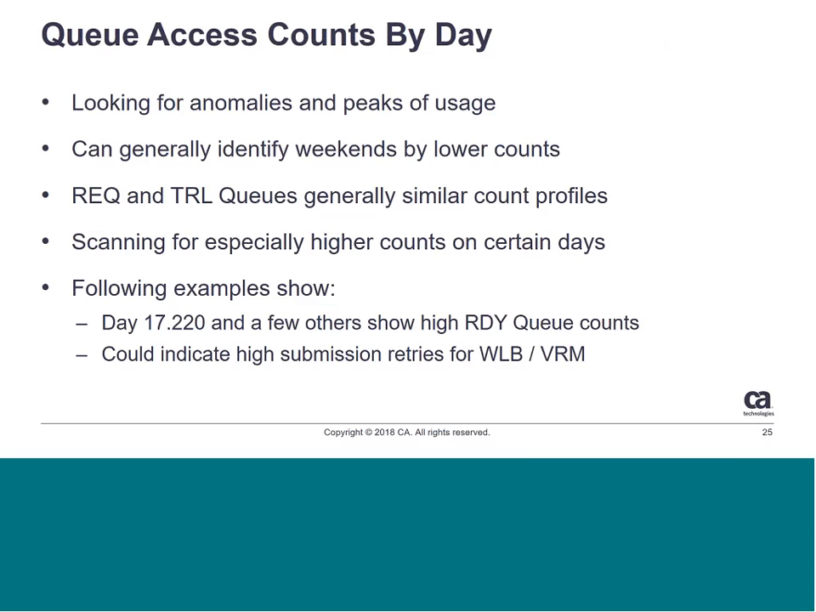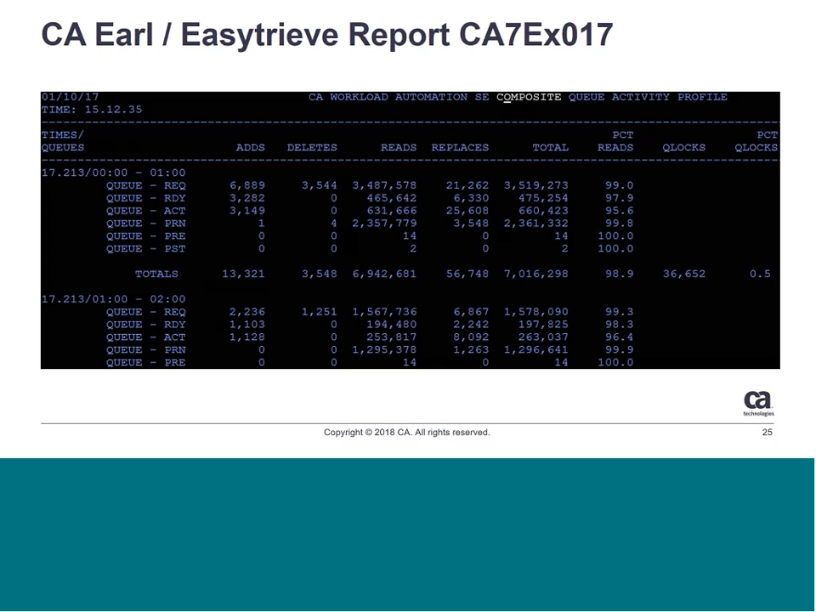So you're scanning really for higher counts on certain days, and in the examples, look at day 220 and a few others show really high REQ counts. What that could indicate is that there is a high number of retries for submission from the REQ because of things like workload balancing or virtual resources. So they're indicators of possibly other problems that you might have in your system, which we can look at in a short while. So again, the sample report breaks the queues down, number of adds by hour to each of the queues, adds, deletes, total accesses, and so on.